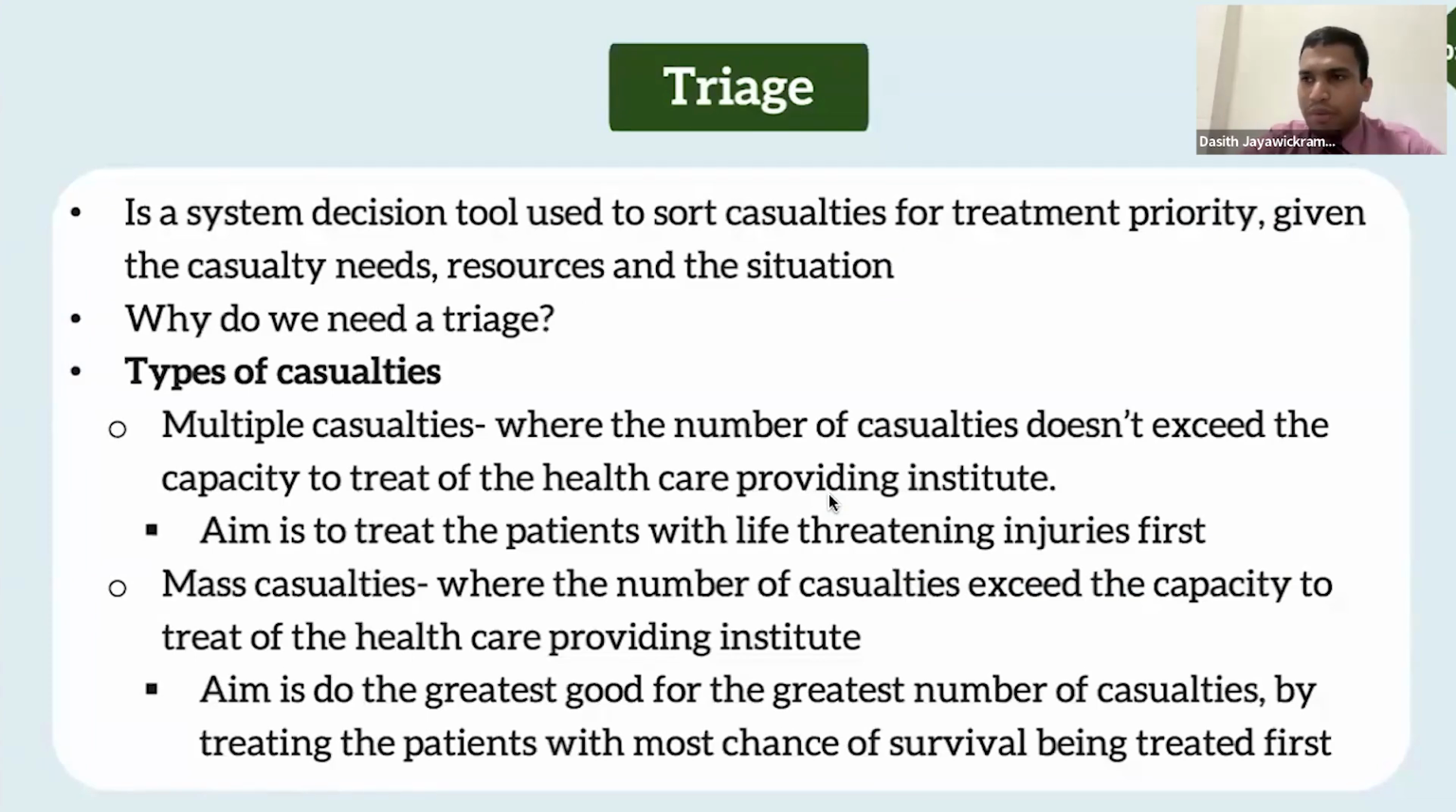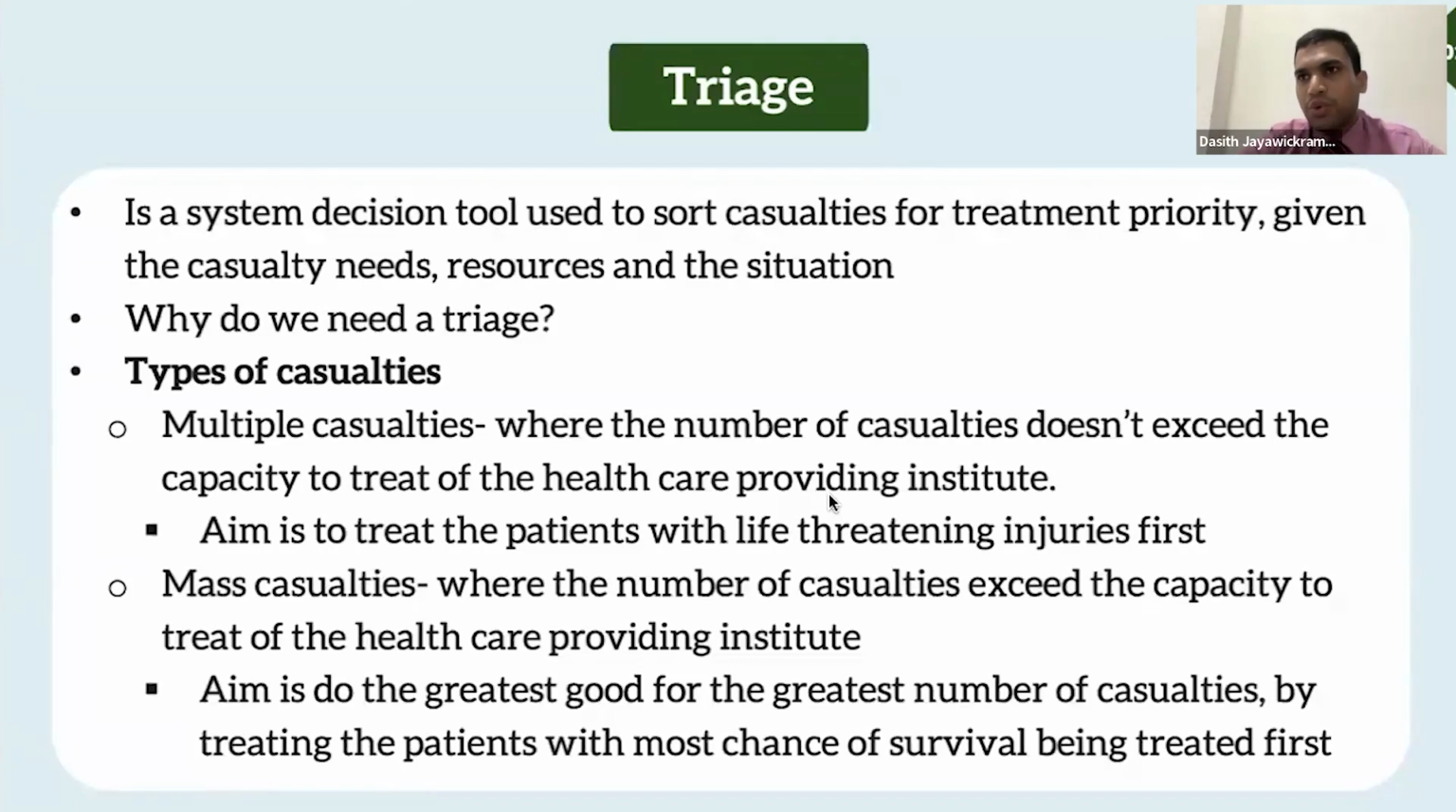When you talk about multiple casualty, that is when the number of injured people does not exceed the capacity of the hospital or the healthcare sector that is treating the patients. But in mass casualty, it's the opposite. There are a lot of patients, and at that time the healthcare service provider is overwhelmed, so they can't handle all of these patients. In these two situations, how we approach patients is different.